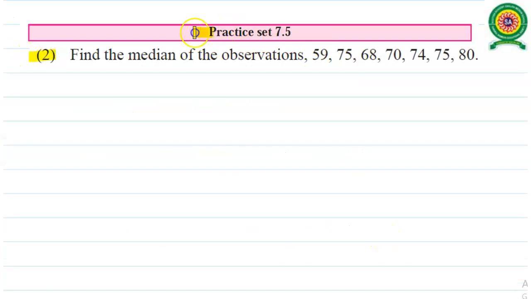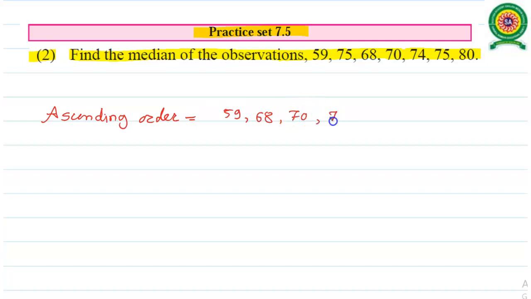Look at question number 2 from practice set 7.5. Find the median of the observations 59, 75, 68, 70, 74, 75, 80. For finding the median, first of all note down the given observations in ascending order. The ascending order of the given observations is 59, then 68, then 70, then 74, then 75 two times, and at last 80.